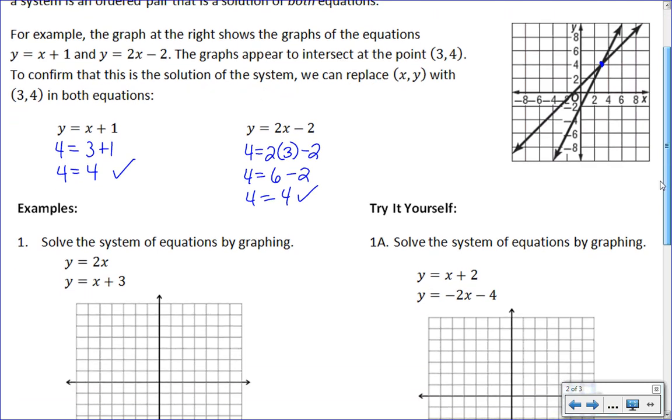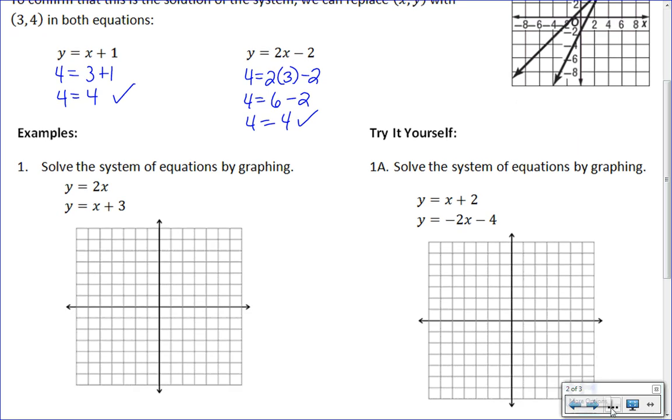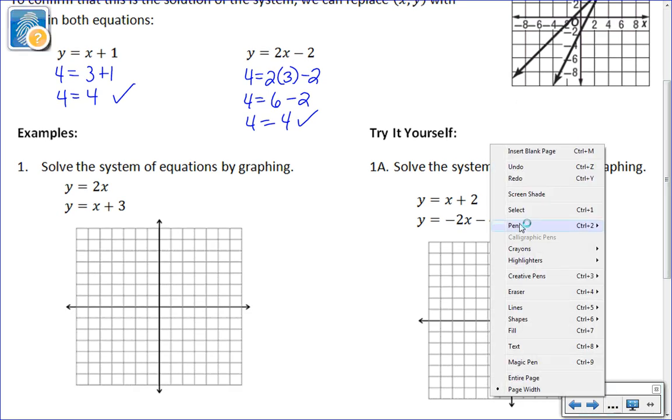So let's look at example 1. It says solve the system of equations by graphing. So we want to graph each of these equations.